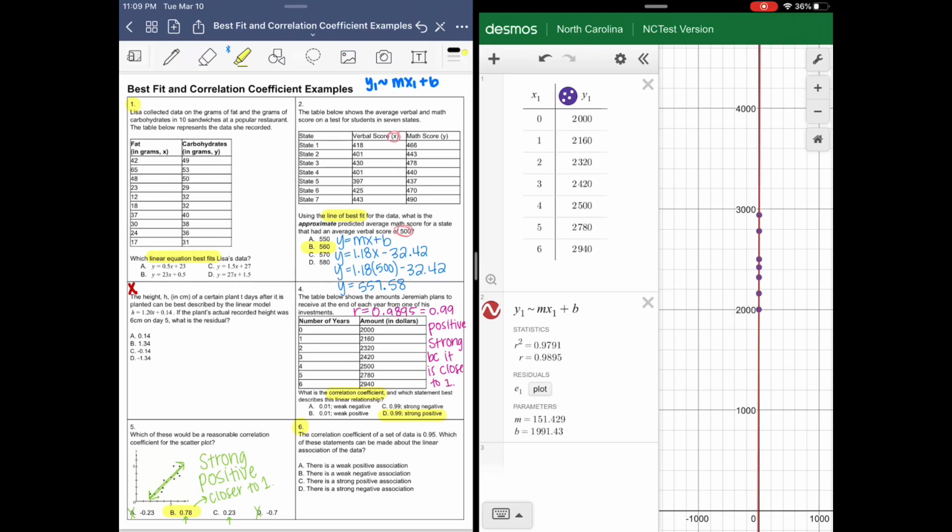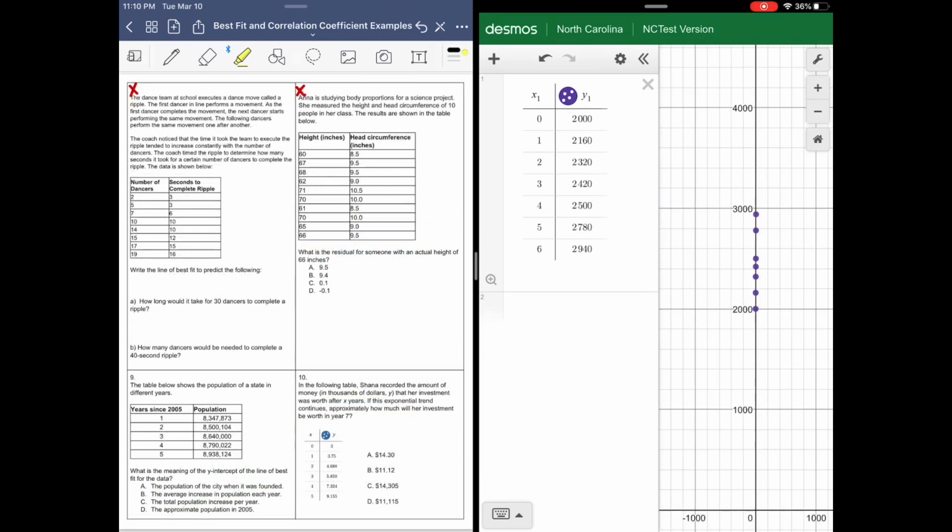All right, I want you to try number 6. The correlation coefficient of a set of data is 0.95. Which of these statements can be made about the linear association of the data?